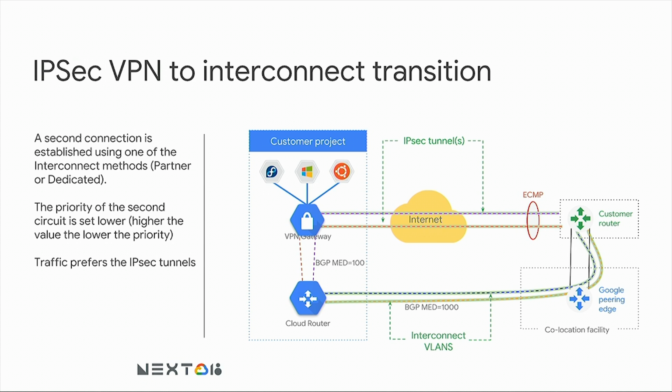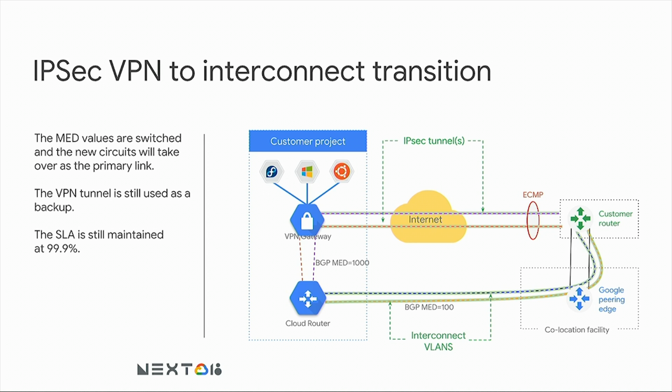But now you want to move over to a dedicated or partner interconnect. So you've set up 2 VLANs, or 2 dedicated 10 gig links with VLANs over them, and you've set a default MED priority of 1,000. What that means is that your IPsec connection is the preferred path to and from your data center, and the secondary path is that dedicated interconnect. You can go through the CLI, or you can use the GUI, and you can change the MED values, and traffic immediately swings over to the preferred method that you've chosen.